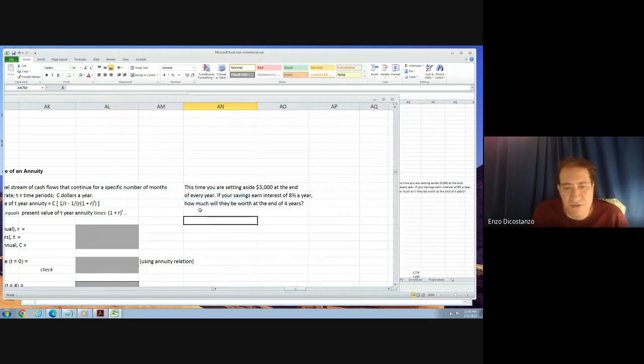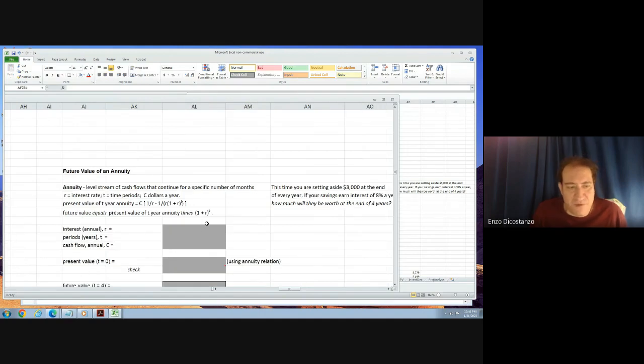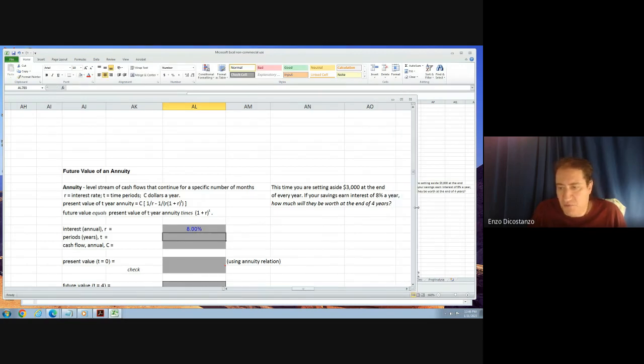Okay. It says, what you're looking for is what is it worth at the end of 4 years? So you have a rate, you're saving at 8%. You're doing this for 4 years, and the flow is 3,000.